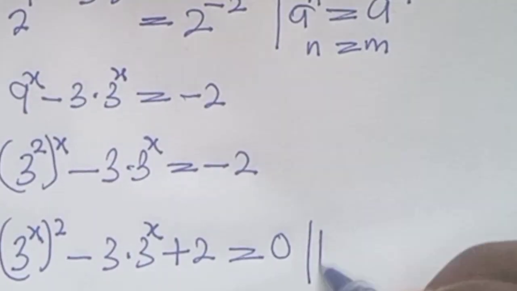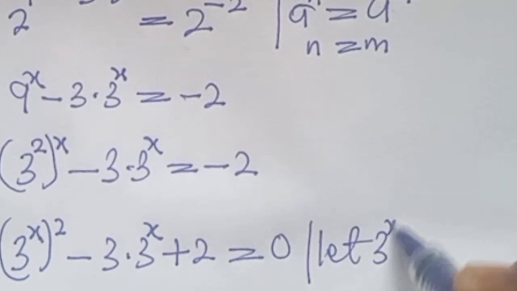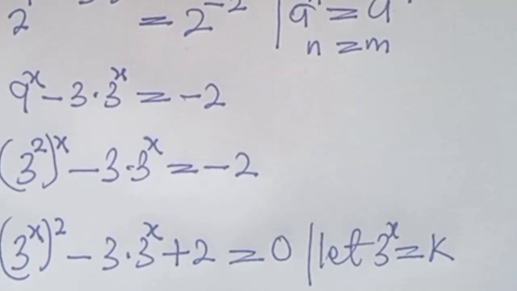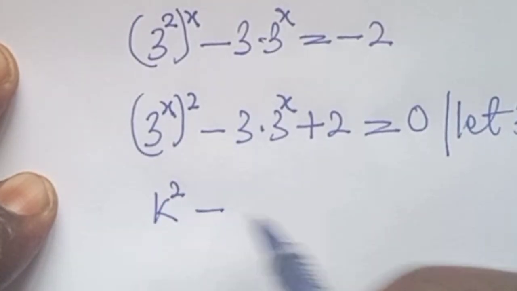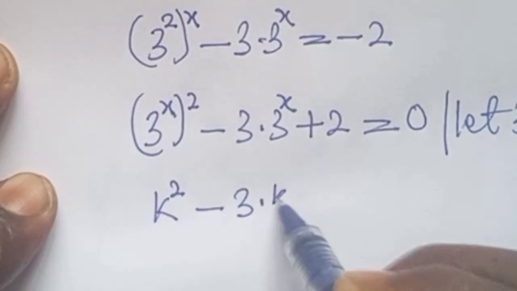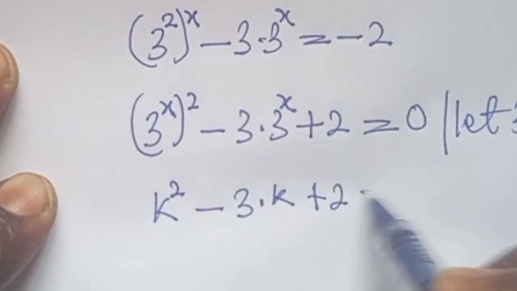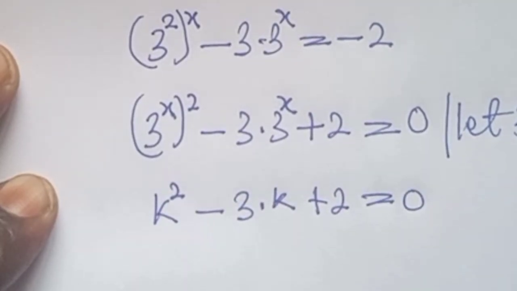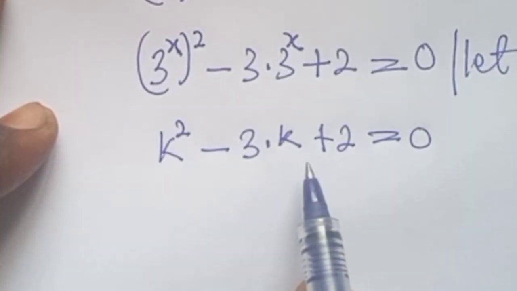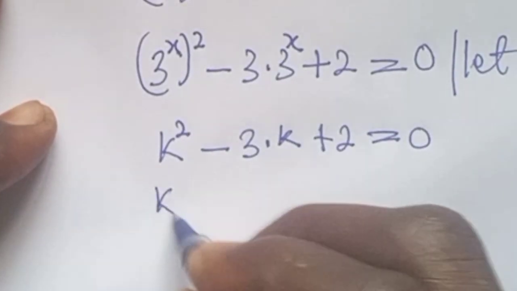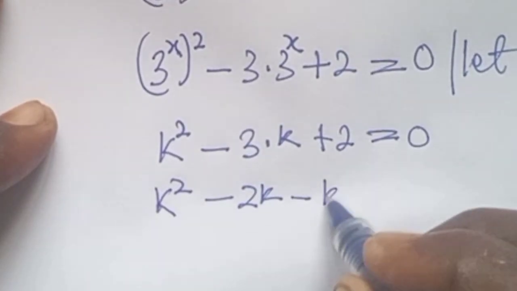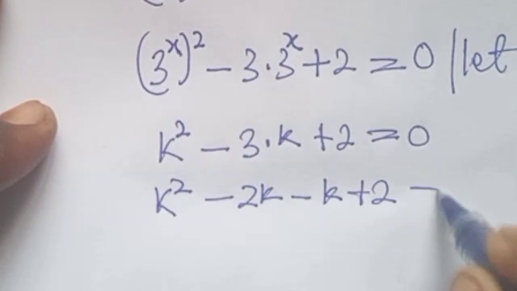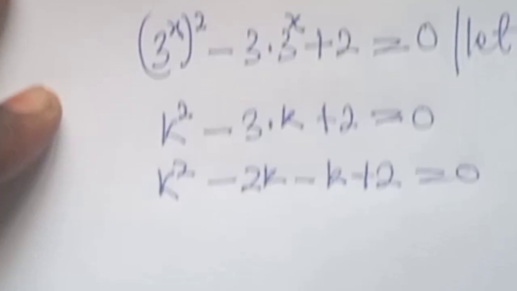And if we agree that 3 to the power of x will be represented with k, the next line will become k to the power of 2 minus 3 times k plus 2. This is all equal to 0. So if we factor this equation, we can have k to the power of 2 minus 2k minus k plus 2 equal to 0.